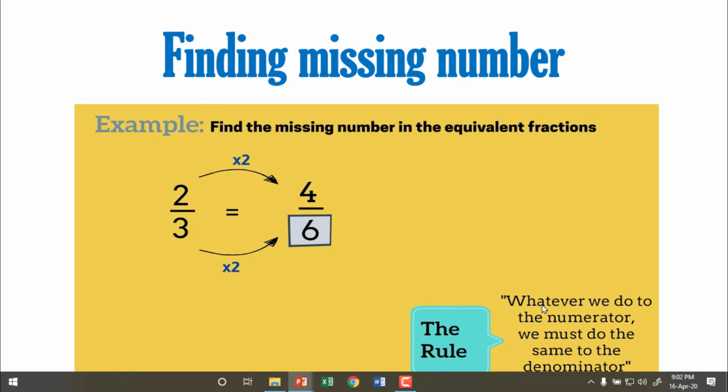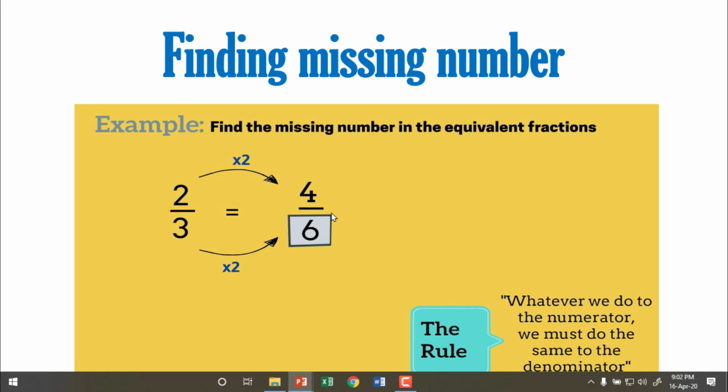The rule is whatever we do to the numerator, we must do the same to the denominator. There is an example: find the missing number in the equivalent fraction. Here 2 by 3 is a fraction equal to 4 by something. Suppose this one is missing, we don't know this value. So how can we find this value?